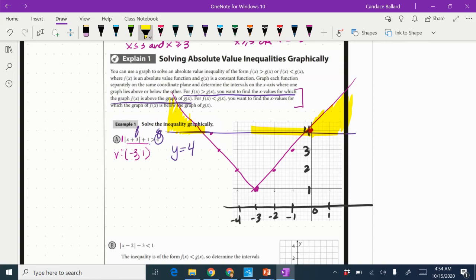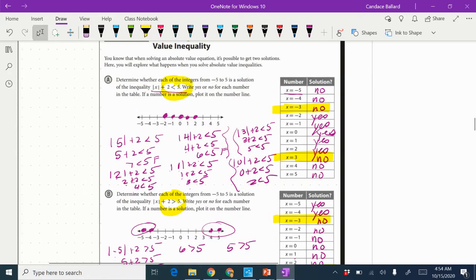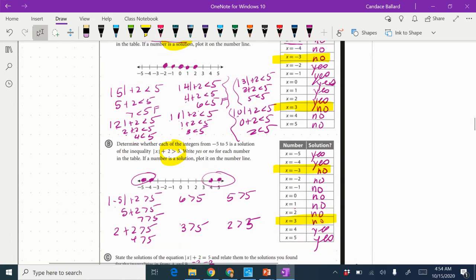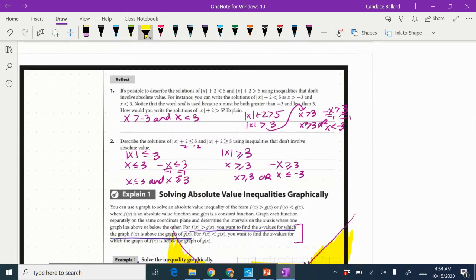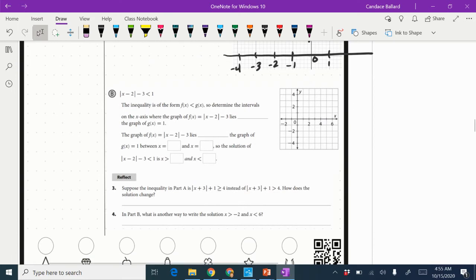Remember, up here we talked about how only certain values actually worked. This is more like the situation where just the top values worked. So if we picked any point within here, it would be a solution to this inequality, whereas if I picked any point anywhere else, it would not be a solution to that inequality.